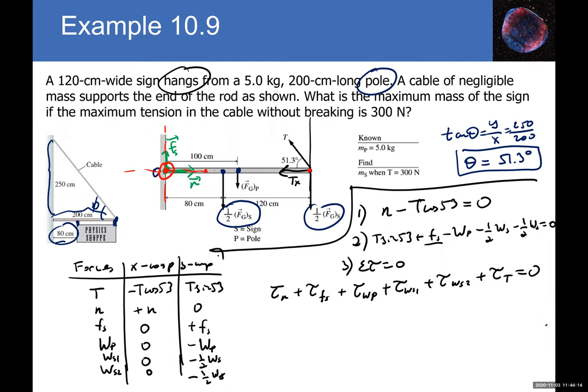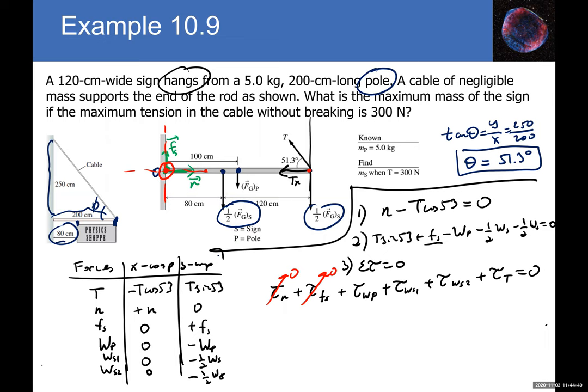I have no information about static friction or normal force, and I don't need to right now, because if I choose the support point with the wall to be the axis of rotation, then the normal force and the static friction exert no torque. That means I already canceled two of those. The rest I can work with together.